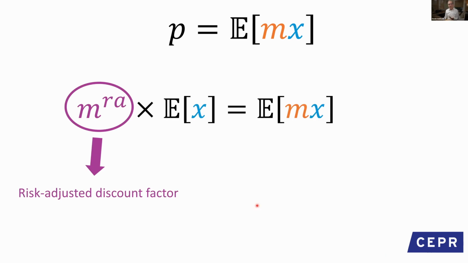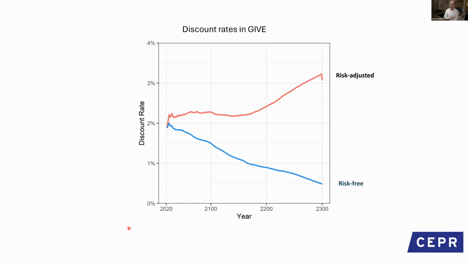Instead, what implicitly happens is that if we use our equation up here, we're using some kind of risk-adjusted discount factor to discount expected marginal damages. And we can back that risk-adjusted discount rate out of our model, and that's what I'm going to show you next. So this is the slide here.